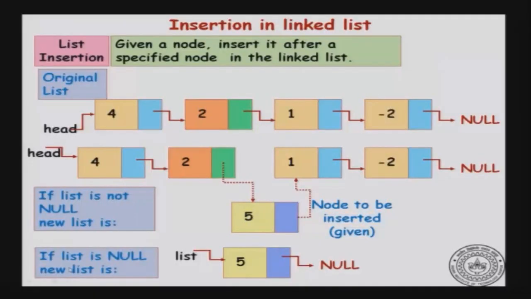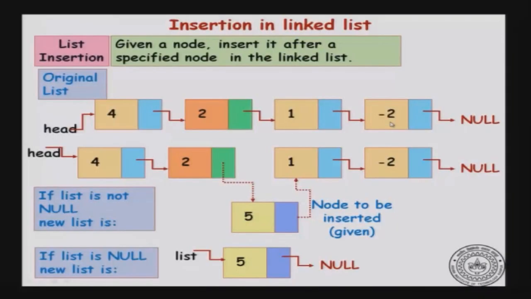If the list is null, that is the easy case. If the list is null, then insert in the middle is essentially insert at the front. So, we already have seen the code for that. Now, if the list is not null, now it is a new algorithm.